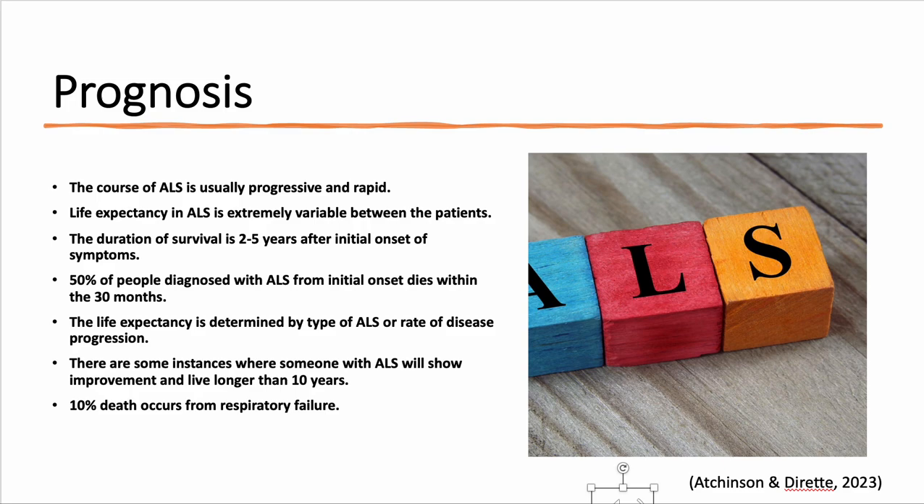The life expectancy is determined by the rate of disease progression. There are some instances where someone with ALS will show improvement and live longer than 10 years. 10% of deaths occur from respiratory failure.